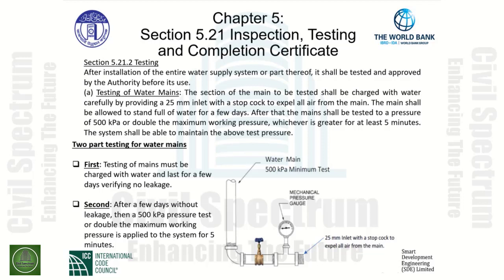On the right-hand side, showing a 25 millimeter inlet with a stopcock to expel air from the main. We can also use that T as a mechanical pressure gauge attachment to verify our pressure in the second part of the test is not less than 500 kilopascals, and we would observe the pressure gauge accordingly for 5 minutes as indicated in item A of section 5.21.2 above.